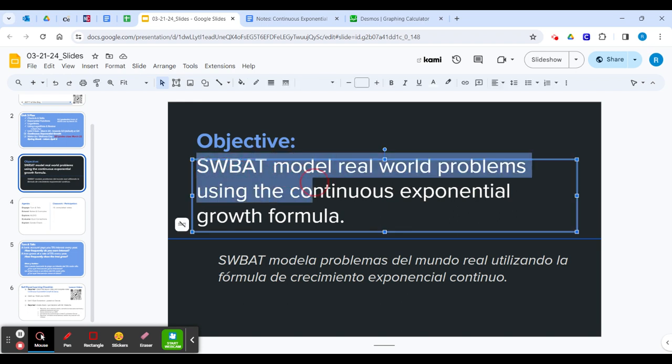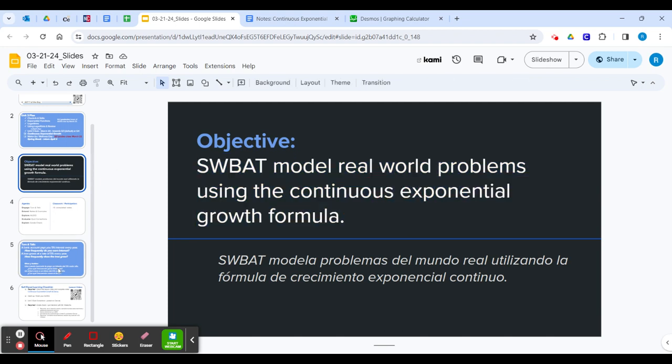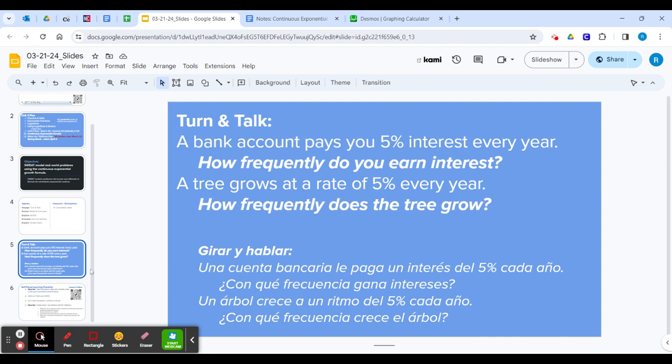So, objective here is to model real-world problems using the continuous exponential growth formula. I'm going to set this up just with a quick turn and talk. We did this in class. But if you're doing it later, it's a really good idea to build up.